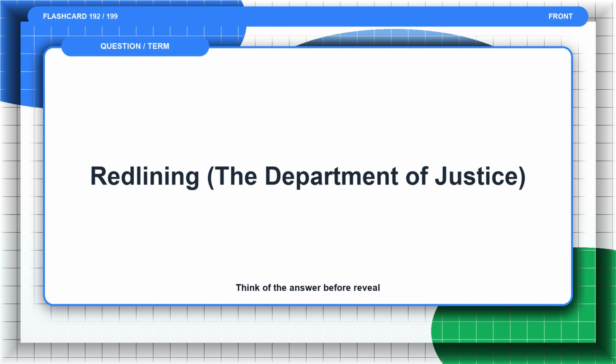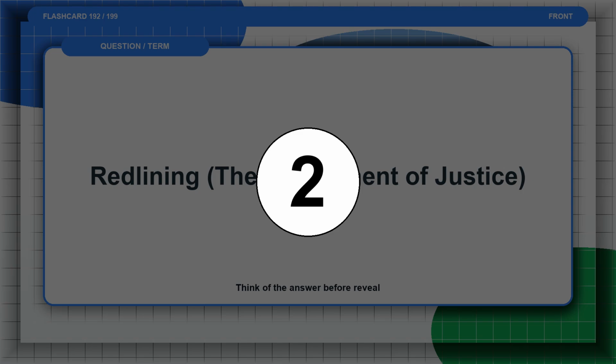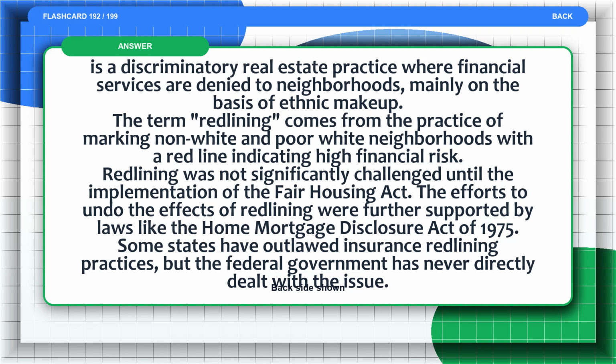Flashcard 192. Redlining, the Department of Justice. Pause and think of the answer before the reveal. The answer is a discriminatory real estate practice where financial services are denied to neighborhoods, mainly on the basis of ethnic makeup. The term redlining comes from the practice of marking non-white and poor white neighborhoods with a red line indicating high financial risk. Redlining was not significantly challenged until the implementation of the Fair Housing Act.